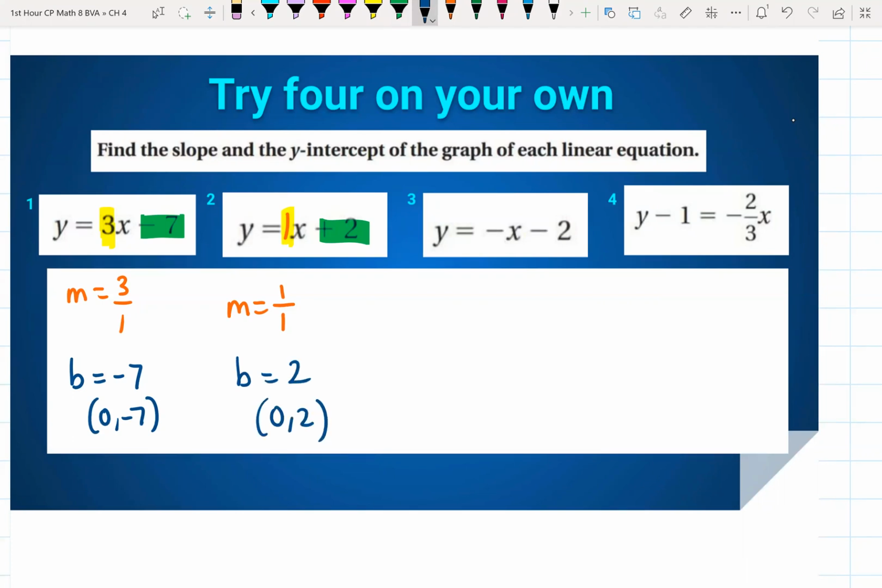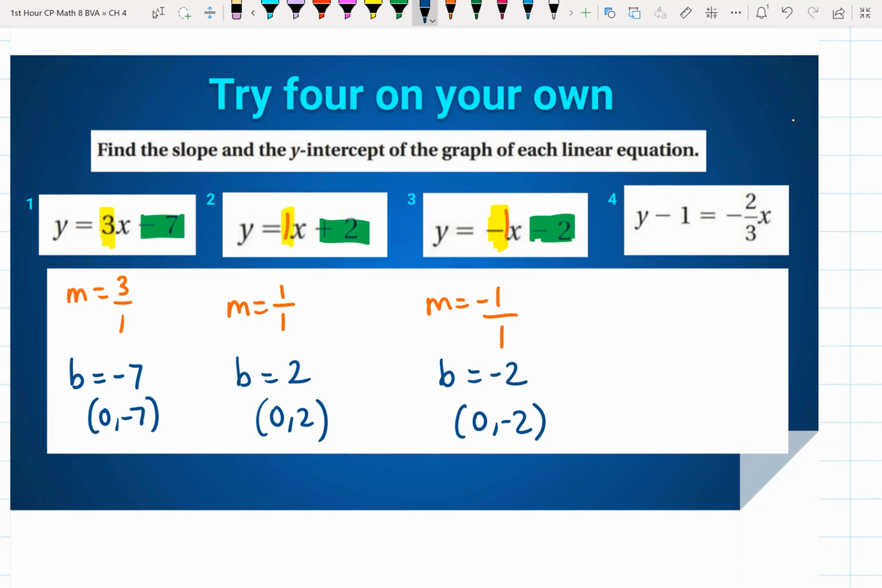And the third one, again, a naked variable. Put a 1 in between that negative sign and the x, and your slope is the number next to x. So that means your slope is -1/1, and your y-intercept is -2. So we're going to write that down as b equals -2, or as a coordinate (0, -2).